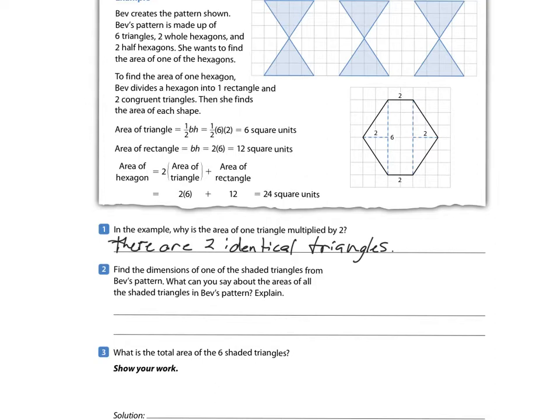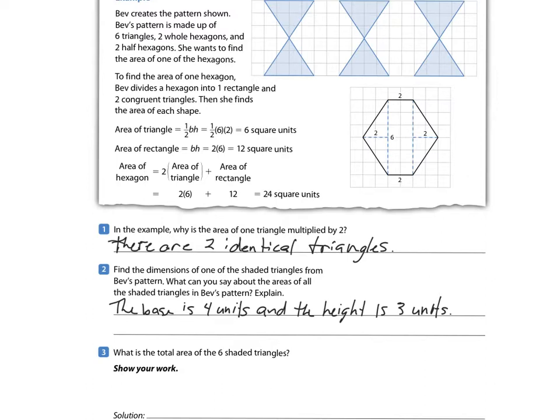Number 2, find the dimensions of one of the shaded triangles from Bev's pattern. That's just counting the base and the height of that triangle. So the base is 4 units. And the height is 3 units. When counting the height of a triangle, you count from the base of the triangle to its highest point. And that highest point is 3 units above the base.